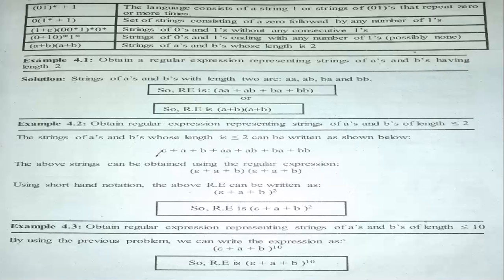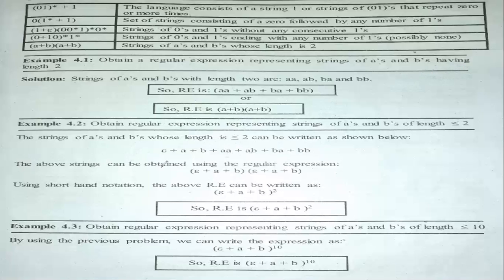Epsilon, yes, the empty string can also be generated. Then single A, single B, then AA, AB, BA, and BB. Less than or equal to 2 is what they mentioned. So equal to 2 we are generating over here. Less than 2 means epsilon, A, B only we can generate. For equal to 2 we get AA, AB, BA, and BB. Then we need to simplify this now. How can we do this?